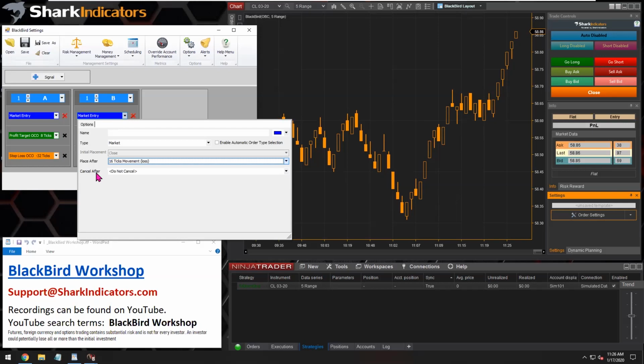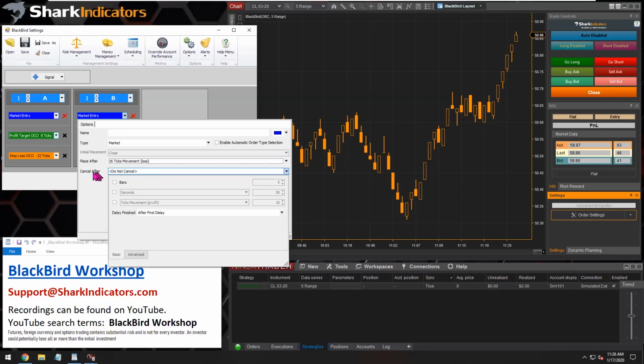So the cancel after would be, let's see, a good condition for that would be if the profit target for order A gets filled, then we want to cancel the pending order for order B, right? So let's set that up here. So the cancel after, right? We can see the default menu here is the delay menu. So we can just simply use after X number of bars, cancel, or if the market moves in so many ticks of profit, we could cancel it.